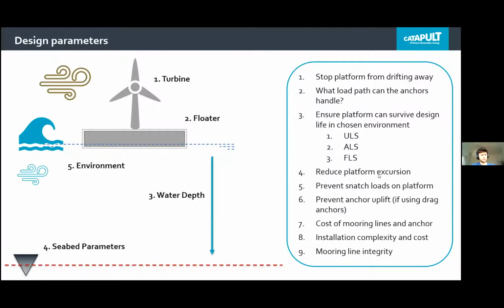We obviously have to reduce platform excursions, as I was saying, and prevent snatch loads on the platform, as these can be extremely damaging to connection points. And prevent anchor uplifts, as I've mentioned, and obviously consider the cost of the mooring lines and anchors and the installation complexity. It's all great creating a mooring system that has very little dynamic effects and is able to be maintained for 25 or more years. But if it's going to be extremely expensive and complex to install, then it's not really going to be used by industry. So we have to maintain that as one of the key priorities whilst we're designing our mooring system.